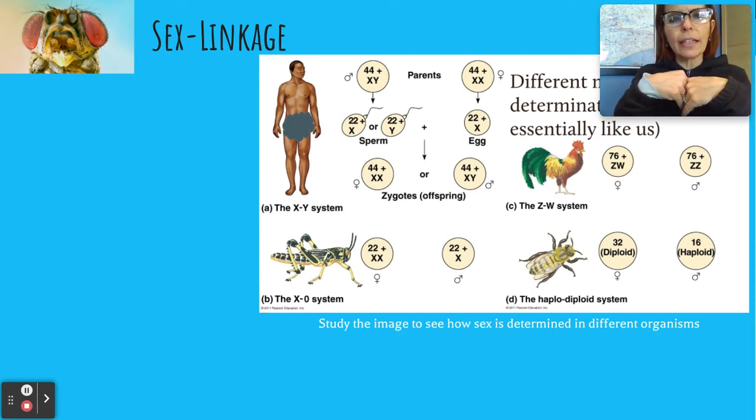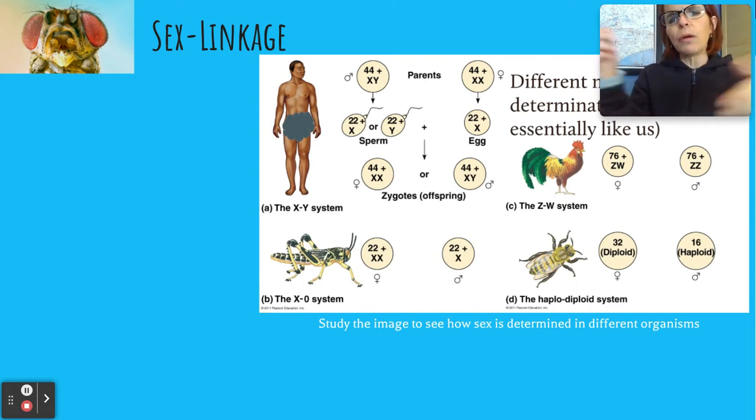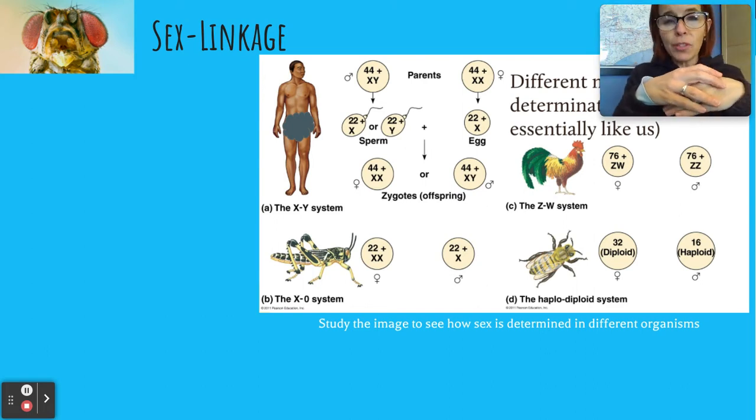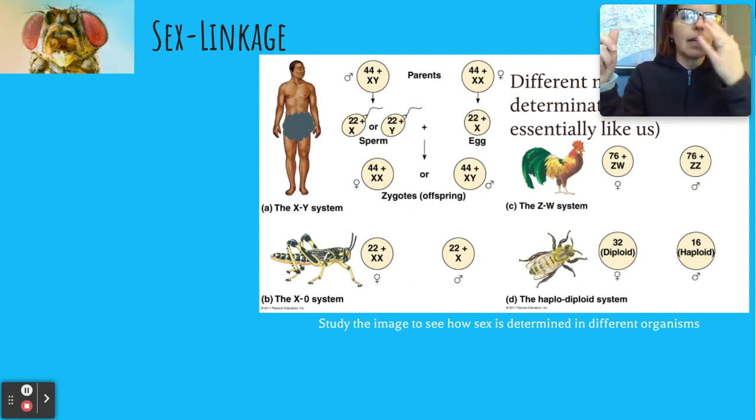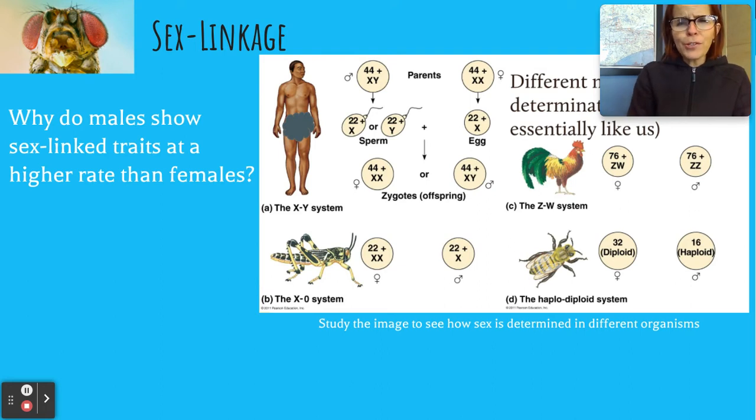The grasshoppers have a slightly different system. In that case, the females are XX and the males just have a single X chromosome. In the roosters, they have a completely different system than what we have. So the males are the homozygotes and they have two Z chromosomes, and then the females have a Z and a W chromosome. And then finally, the bumblebees in this case, the females are diploid and the males are haploid. Do you need to memorize this? By no means. I just want you to be aware that there are different ways to determine biological sex in different organisms.